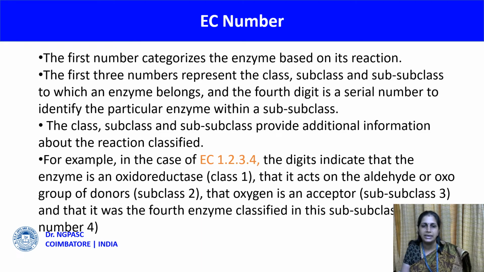For example, in case of the given EC number, EC 1.2.3.4, the digits indicate that the enzyme is an oxidoreductase, which is denoted by the class 1 enzymes, and it acts on aldehyde or oxo group of donors. So the second digit, which indicates subclass, is given 2. And since oxygen is an acceptor, sub-subclass becomes 3. And it was the fourth enzyme classified in this sub-subclass. That's why the fourth digit is given the number 4.